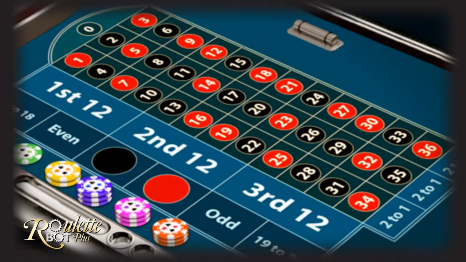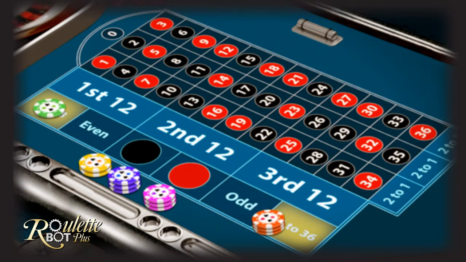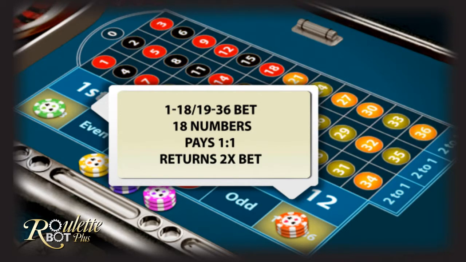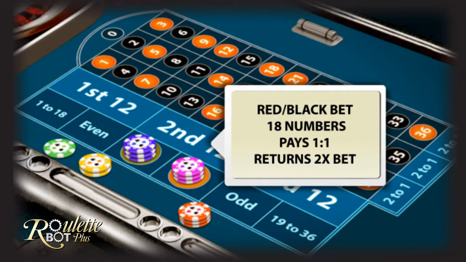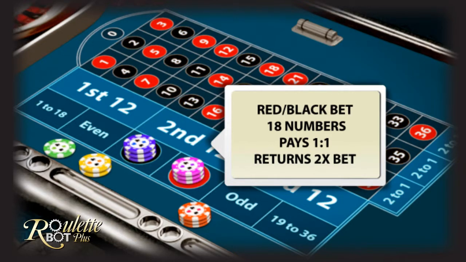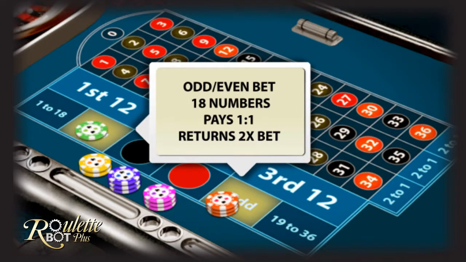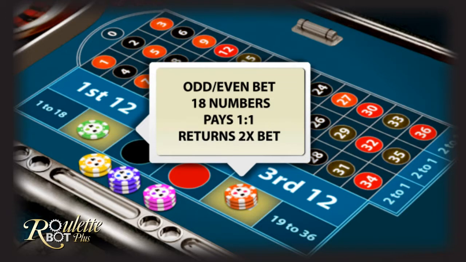Betting options on the outside are bet 1 to 18 or 19 to 36, a bet on one of the first low 18 numbers or on one of the latter high 18 numbers give chances of winning 1 to 1. Bet on the red or on the black, betting on all the red numbers or all numbers on black with chances of winning 1 to 1. Odd or even bets on all even numbers or all odd numbers, where chances of winning are 1 to 1.